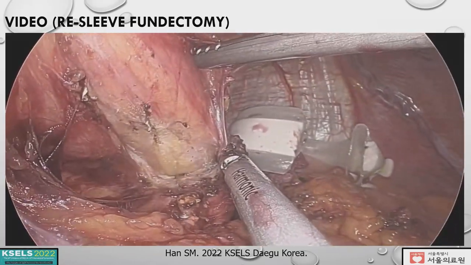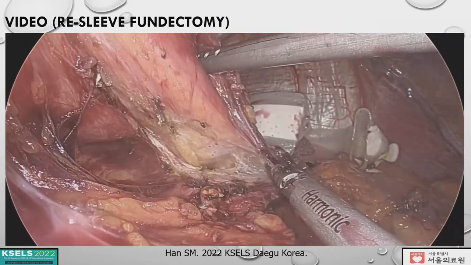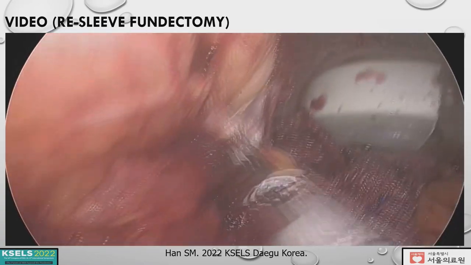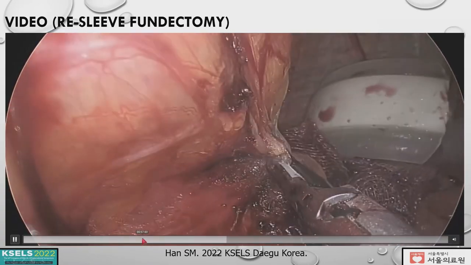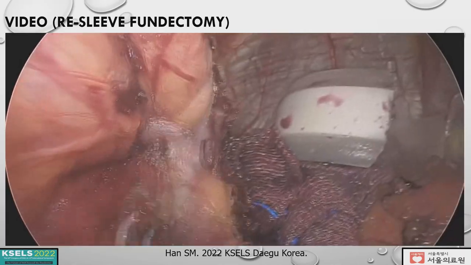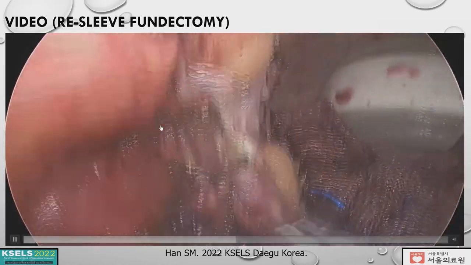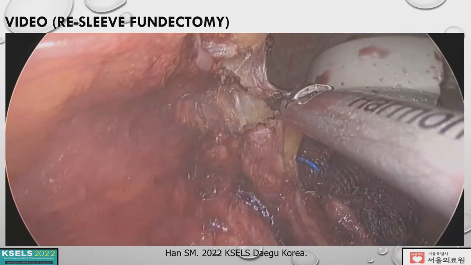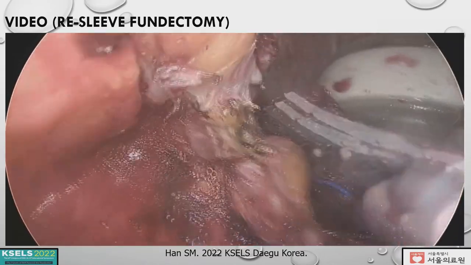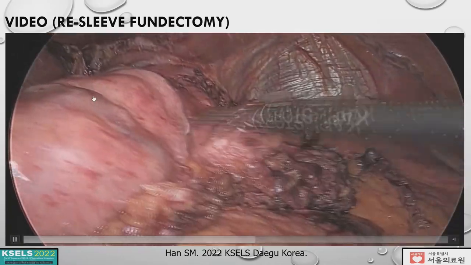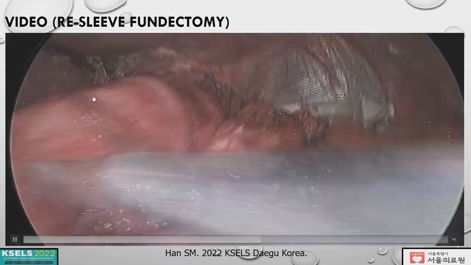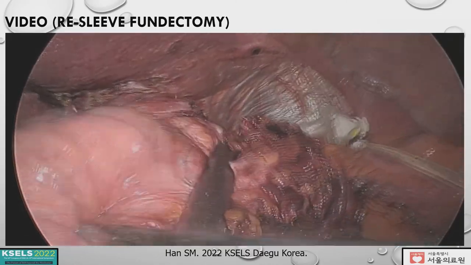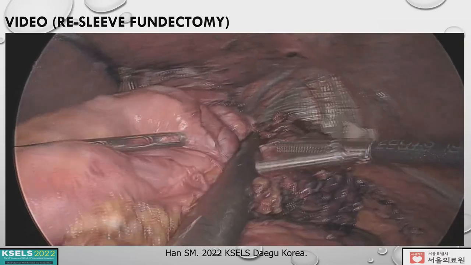In complicated and bound cases, sometimes you can go to the end, gastric bending and adhesion to the left crus, and in this area we can complete the dissection. And then you can choose the stapler. I prefer the thicker stapler.